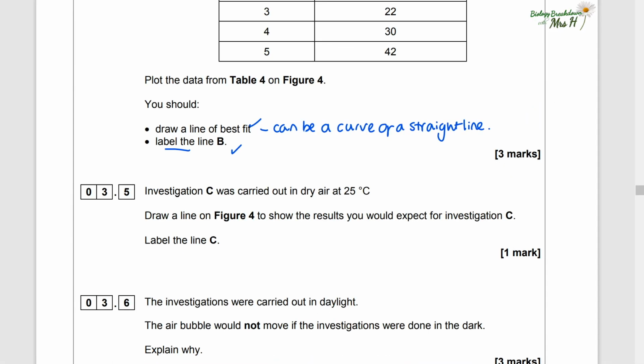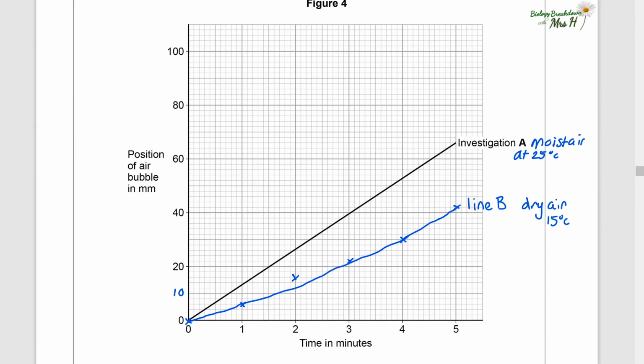Investigation C was carried out in dry air at 25 degrees C. Draw a line on figure 4 to show the results you would expect for investigation C. So we need to estimate dry air at 25 degrees C.